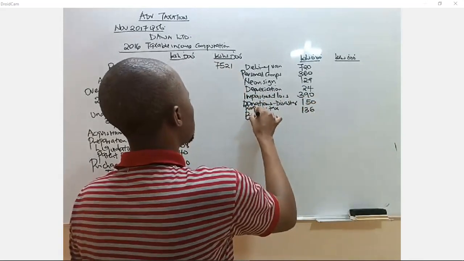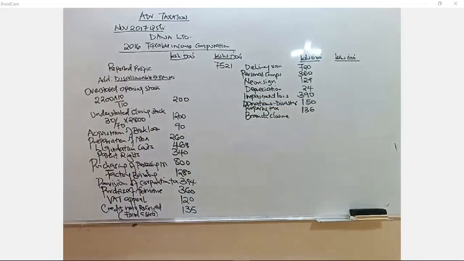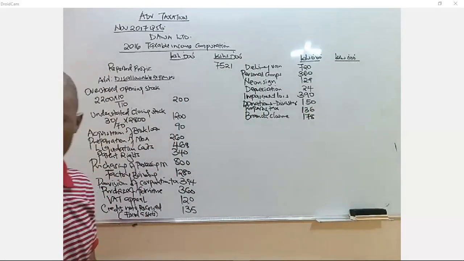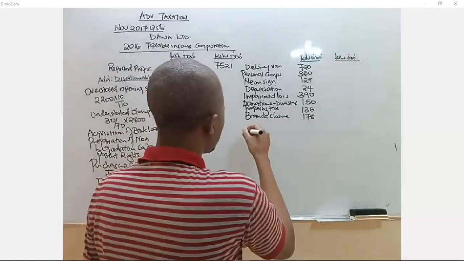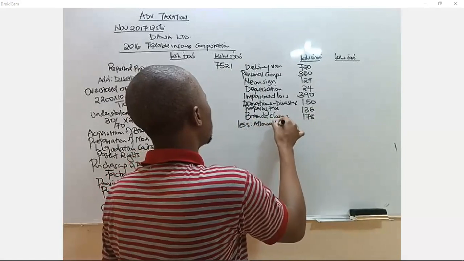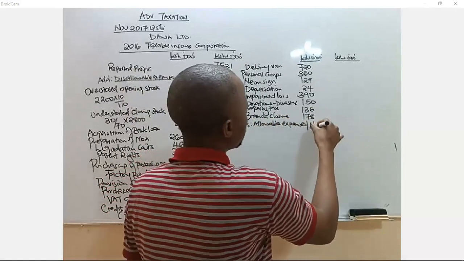Branch closure. Branch closure cost, when I look at it, amounts to 178. Right. That is the branch closure costs. Then do we have anything else? The other one, the legal expense, okay. Staff cost, okay. So we can go to the deductions. We say less allowable expenses with stock non-taxable income.